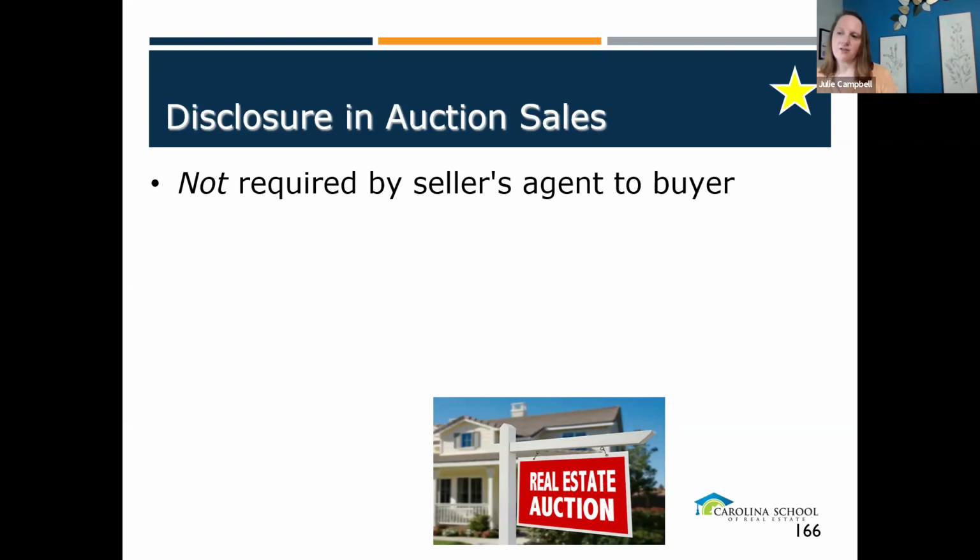Auction sales are just, like I said, handled a little bit differently because the seller has a different representation. And it's presumed that when the buyer goes to the auction, they know that the auctioneer represents the seller. They know that the auctioneer is selling the property for the seller or helping the seller sell.